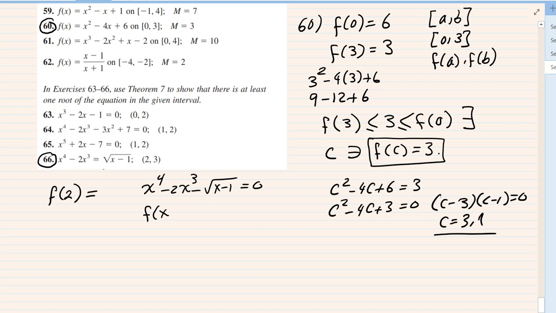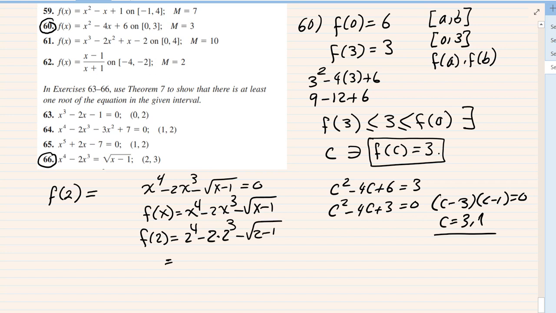Therefore, our f of x is x to the 4th minus 2x cubed minus square root of x minus 1. Now if I plug in a 2, f at 2 is 2 to the 4th minus 2 times 2 cubed minus square root of 2 minus 1. 2 to the 4th and 2 times 2 cubed cross out, so you have negative square root of 1, which is negative 1. So f at 2 is negative 1, which is less than 0.